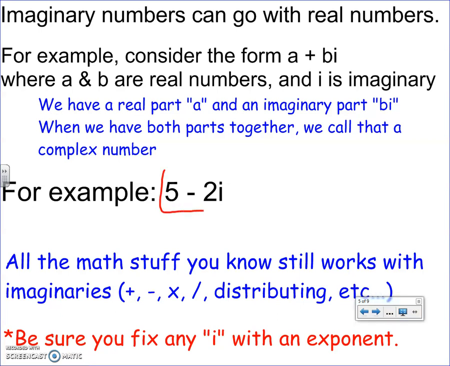So look at this right here. My a is 5, b is negative 2, and that's i. It's complex because it's 5 minus 2i. And in order, we always want the real part first and then the i part second.